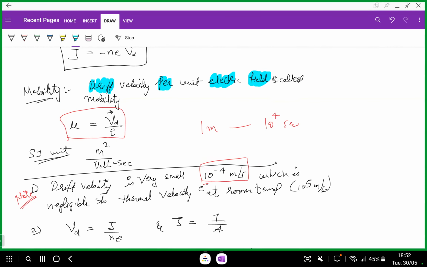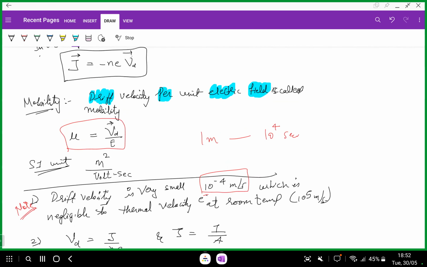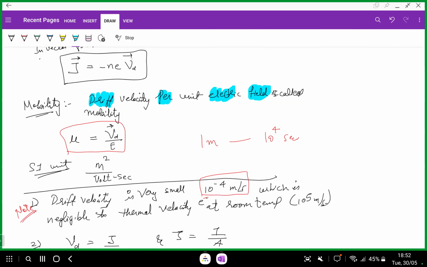Now, as we know, the unit of velocity is meter per second, and electric field is volt per meter, because E equals V by L. Don't forget this: volt per meter. So we'll get meter square per volt second.